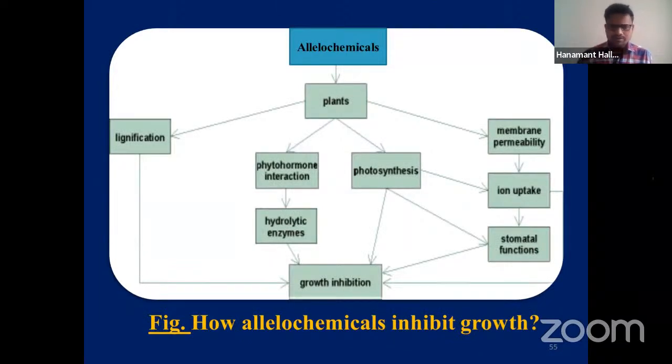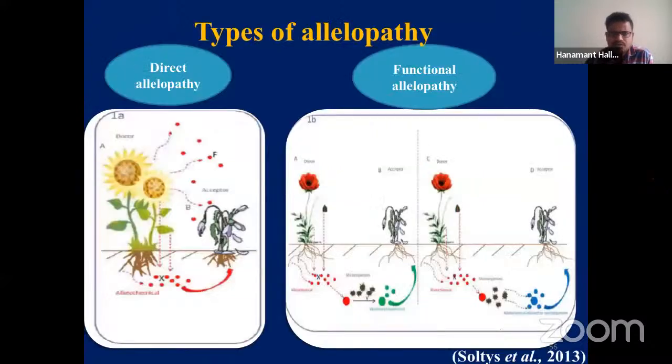So how do allelochemicals inhibit growth? This is the same as what I explained earlier: phytochrome interaction, photosynthesis inhibition, and hydrolytic enzyme inhibition. Then through different mechanisms, the ultimate growth will be reduced.